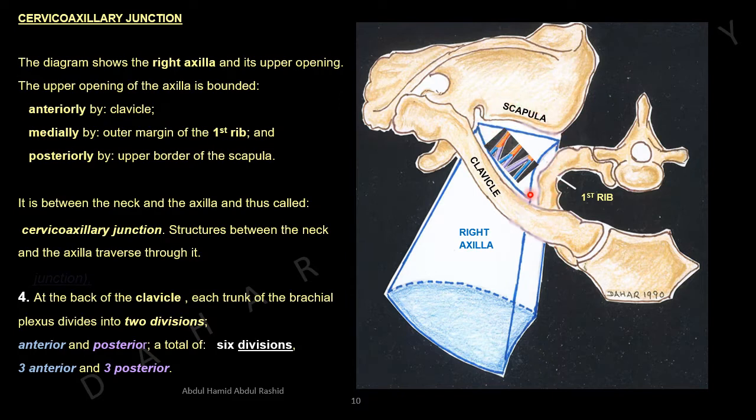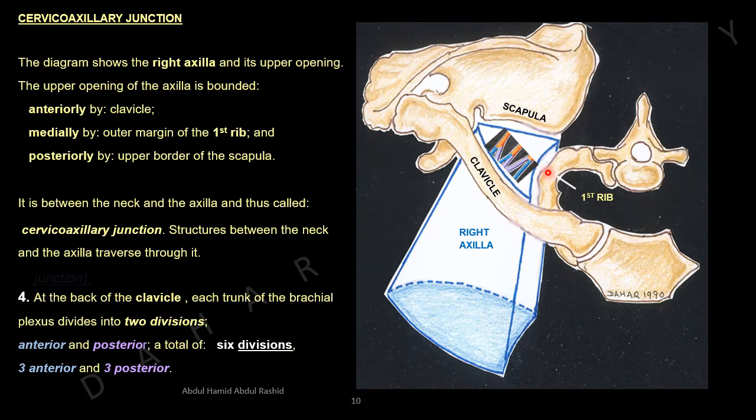So the upper opening of the axilla is bounded anteriorly by the clavicle, medially by the outer border of the first rib, and posteriorly by the upper border of the scapula. This triangular area, the upper end of the axilla, is the junction between the neck and the axilla. Therefore, it is called the cervico-axillary junction. Through this cervico-axillary junction, structures between the neck and axilla traverse.